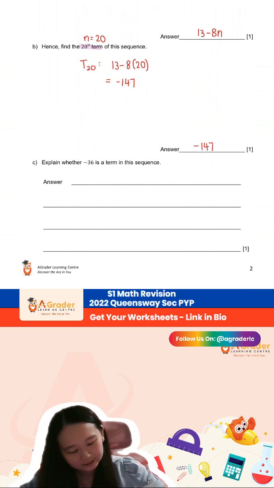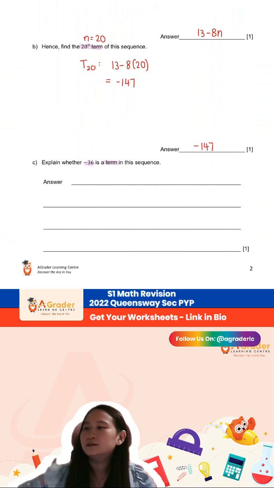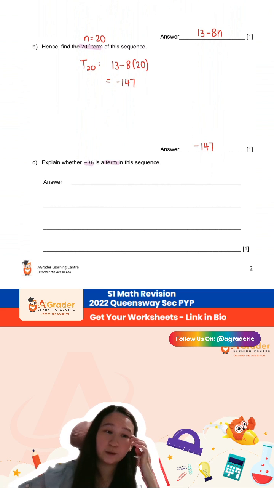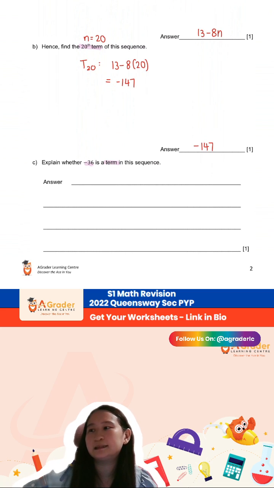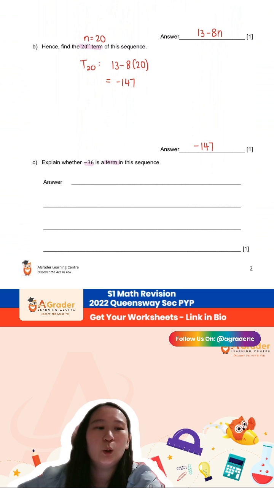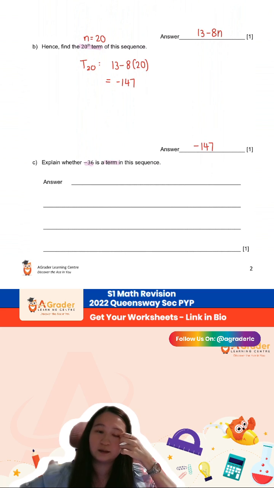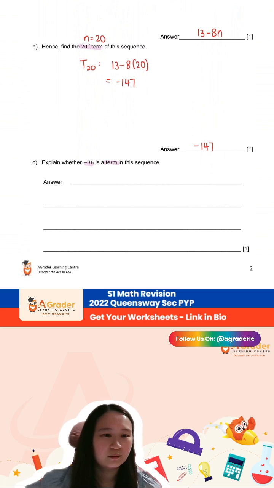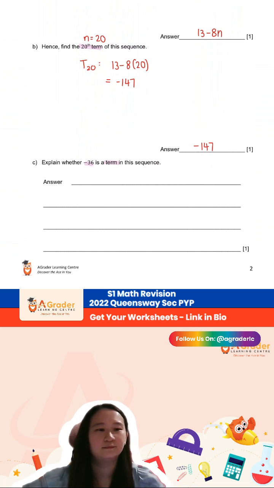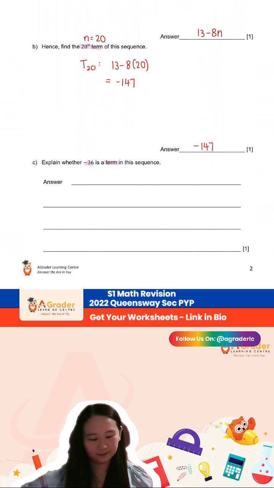Explain whether -36 is a term in this sequence. So what we need to do is we have to suppose this -36 is a term in the sequence first, and then we find what is the value of n. This value of n needs to be a whole number. So if it's not a whole number, means -36 is not in this sequence. Okay? No, we don't do G2, we only do G3. Okay?